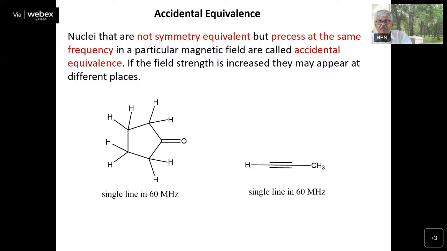If you record the NMR on a higher-field machine, you will see that the protons come at different positions. That is why these are called accidental equivalence, and accidental equivalence can be resolved using a different machine.